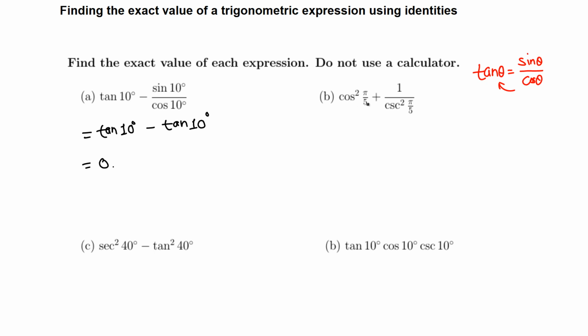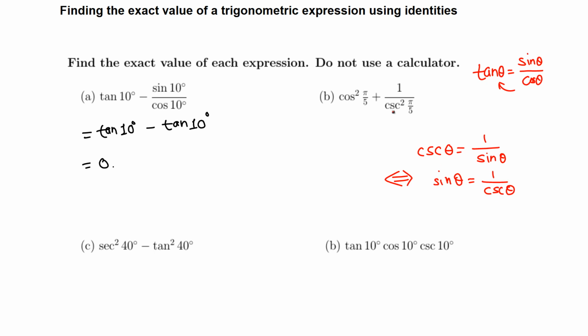Pi over 5 is the angle. And here is the ratio, so 1 over cosecant square. We know that cosecant of any angle is the reciprocal of sine, 1 over sine of the same angle. This is the same as, if we have sine theta, then we can write 1 over cosecant theta. Sine is the reciprocal of cosecant, and cosecant is the reciprocal of sine.